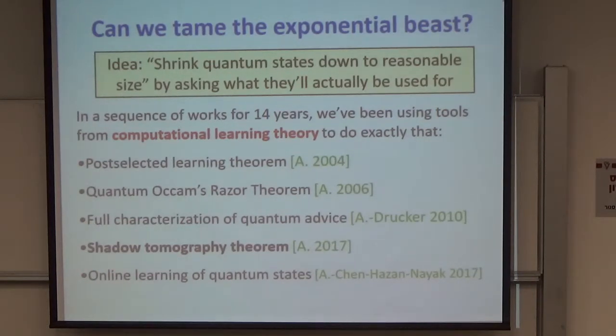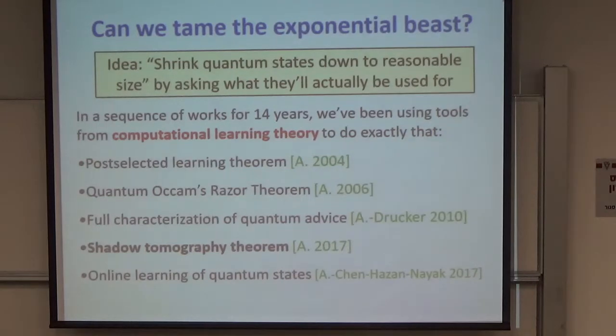Okay, so just to give you a sense of what has been done in this area, in 2004, I had what's called a post-selected learning theorem. I'm actually going to walk you through that in this talk because my new result builds on this earlier post-selected learning theorem. Then in 2006, I had something called the quantum Occam's razor theorem, which is intended as an alternative to quantum state tomography.